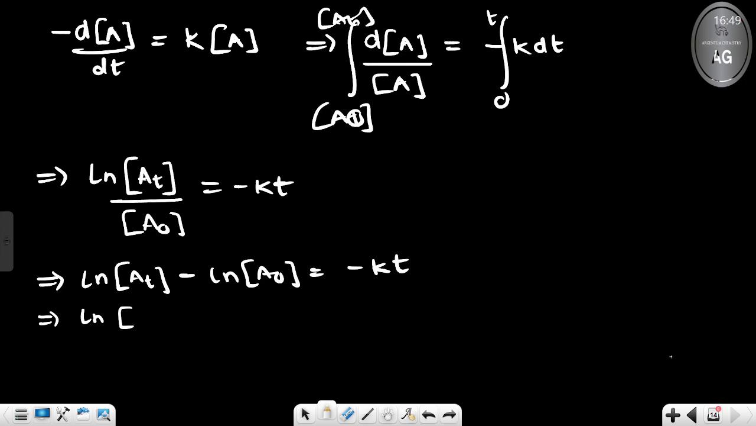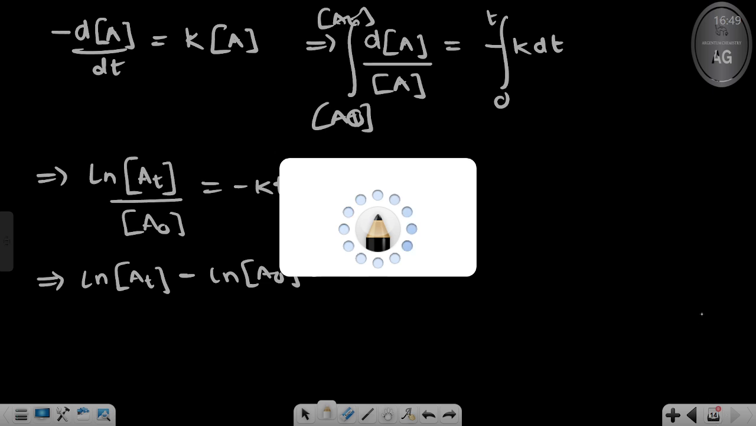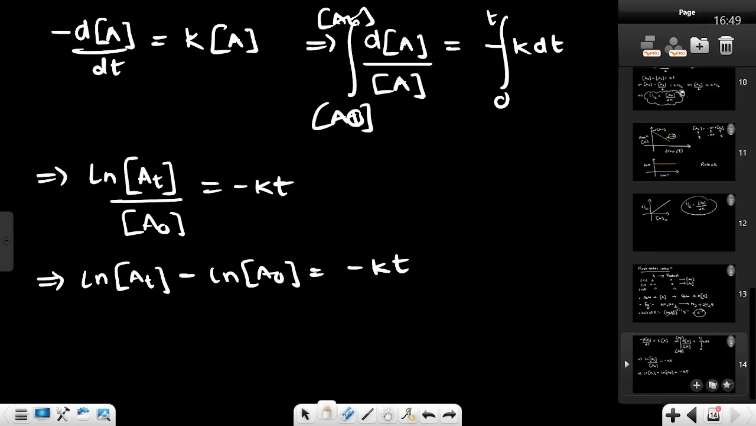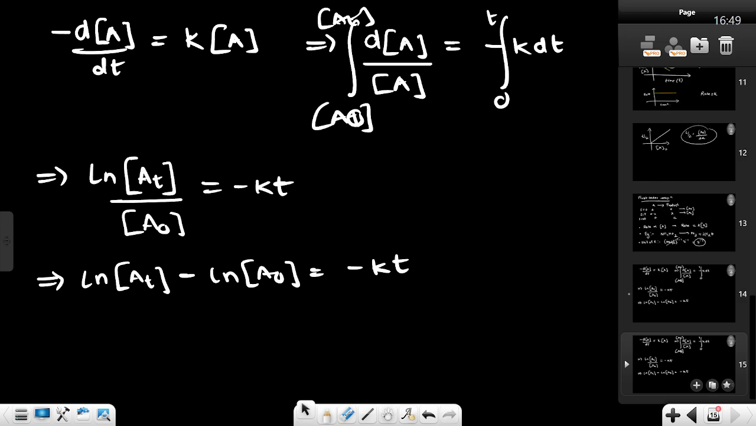Let me just copy this slide because I will need this slide once again. Just give me 1 minute. Let me just copy this slide. Again, I have to write everything. Okay, so this I can write as the next step.